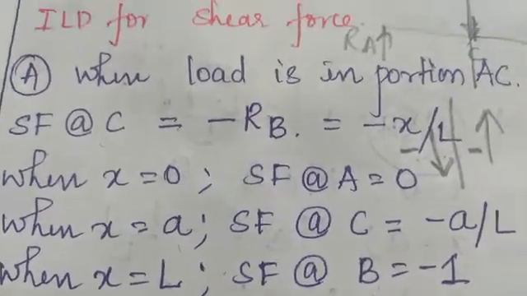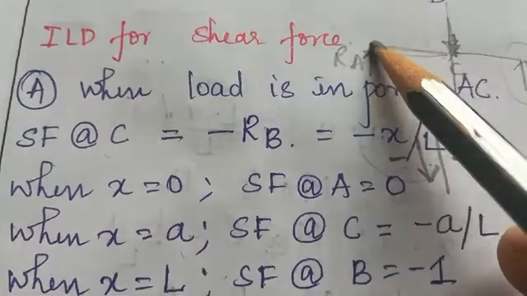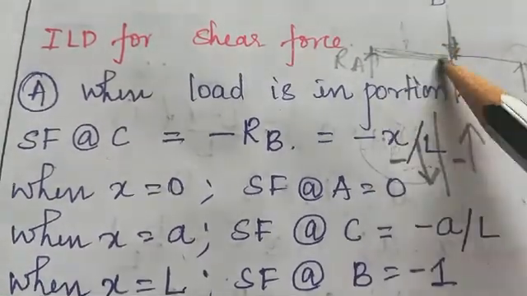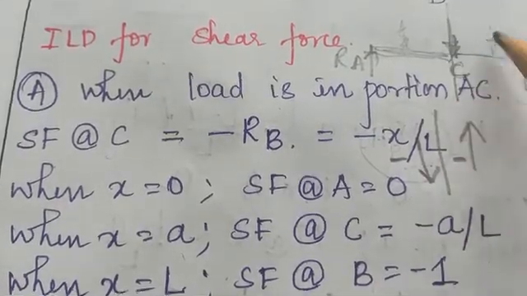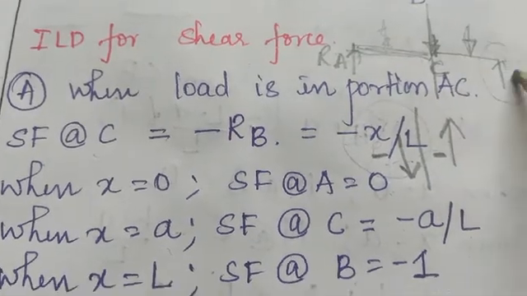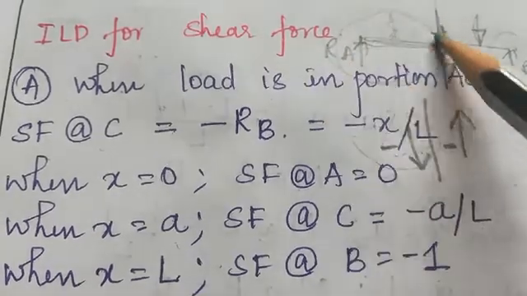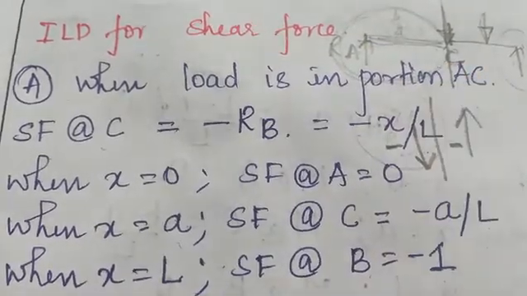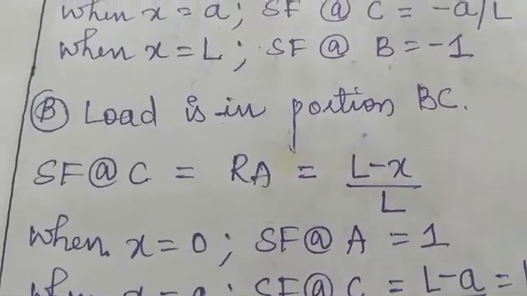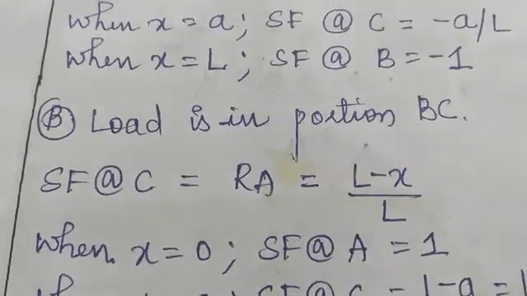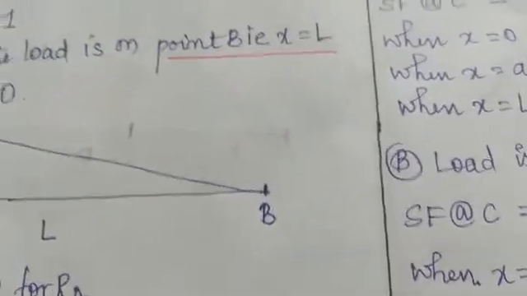Next, this load will cross point C and come into the CB section. At that time we have to see the left hand side for our shear force. When the load is in portion CB, the shear force at C is given by RA, that is the left hand side. What is the reaction RA? We have already calculated it. RA is how much?